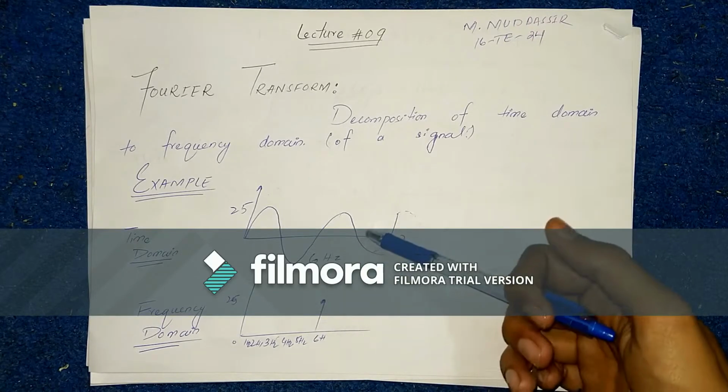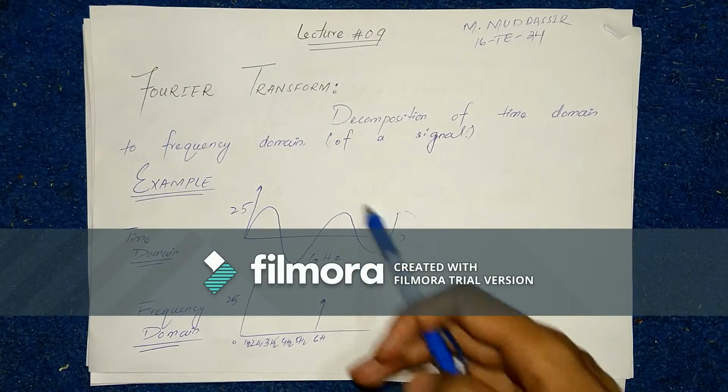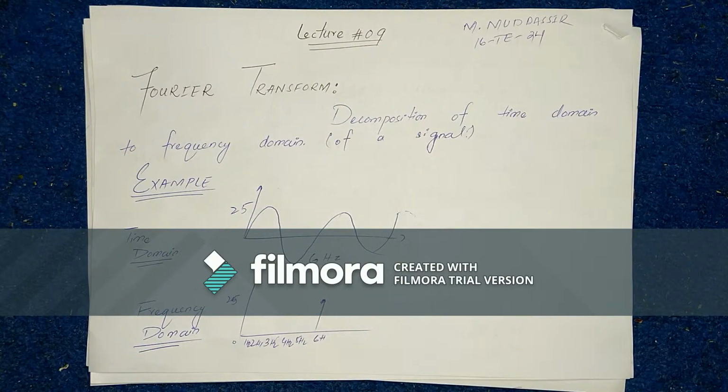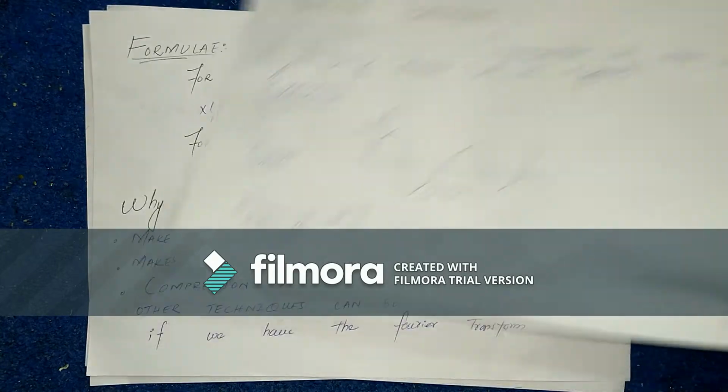Now, looking at both the time domain and frequency domain signals, it can be clearly seen that the frequency domain signal is quite easy and properly apprehended as compared to the time domain, in which the signal looks quite complex. So it is one of the benefits of the Fourier transform that it makes the signal quite easy.